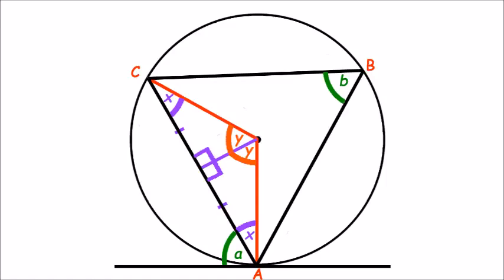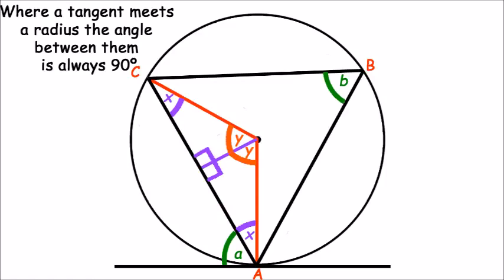From the circle theorem that states that where a tangent meets a radius, the angle between them is always 90 degrees, we know that a plus x equals 90 degrees, and we can rearrange this so that a is equal to 90 degrees minus x.